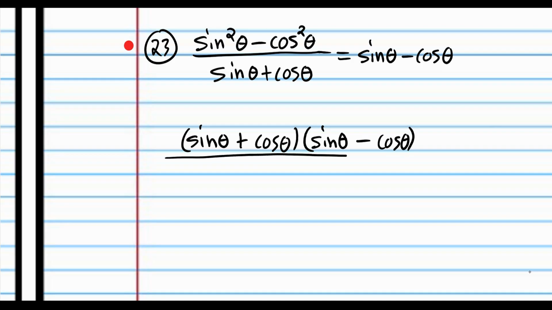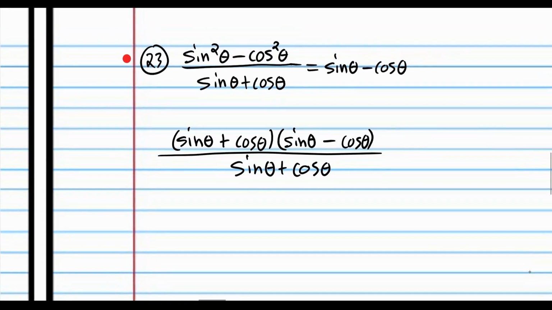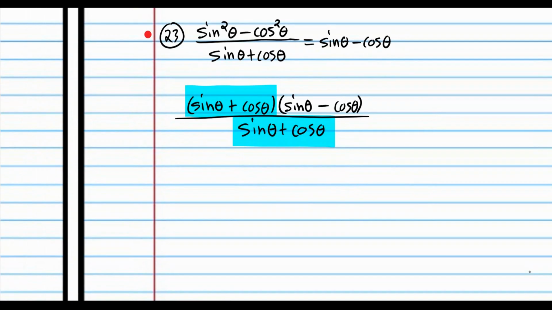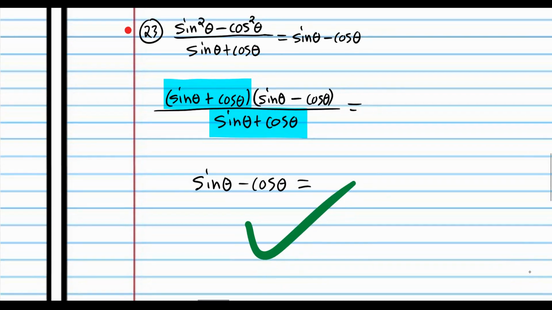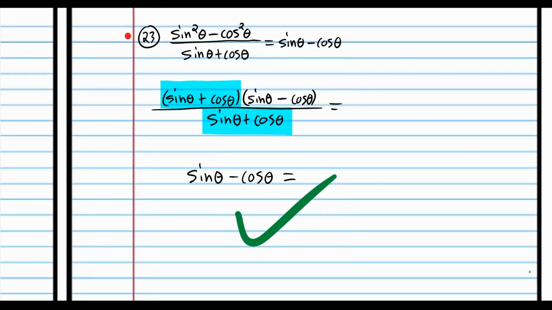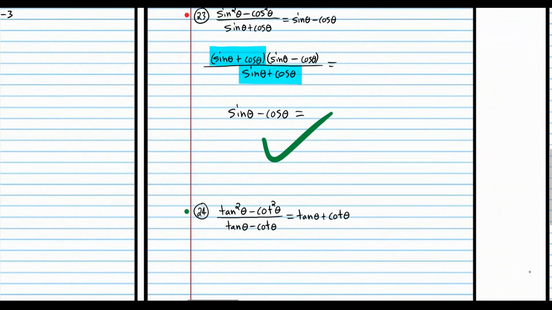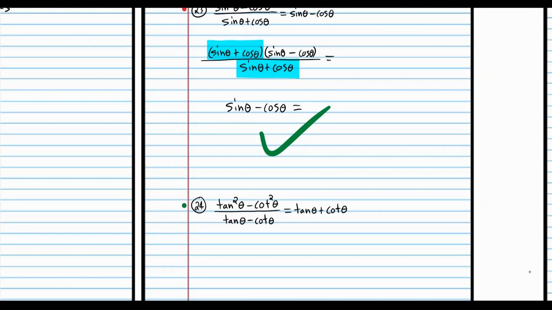How do I know to write a plus and a minus symbol? Because it's a difference of two squares. That's just how we factor the difference of two squares. So now we're going to cancel out, and we're left with sine theta minus cosine theta. All right. So I want you to try number 24. 24 is very similar to 23. When you come back, we'll do it together.